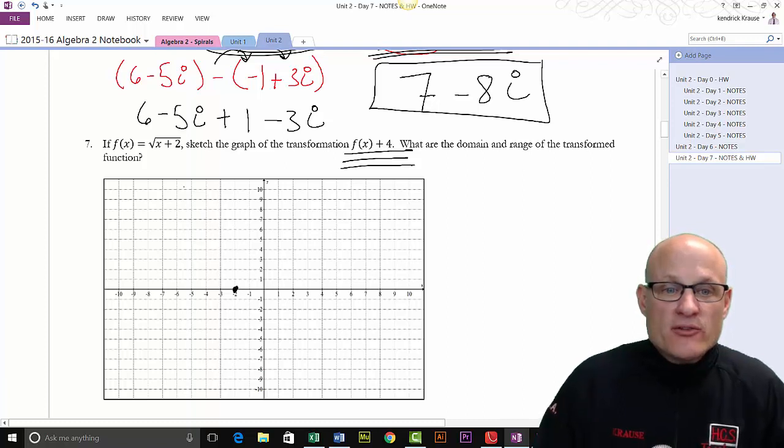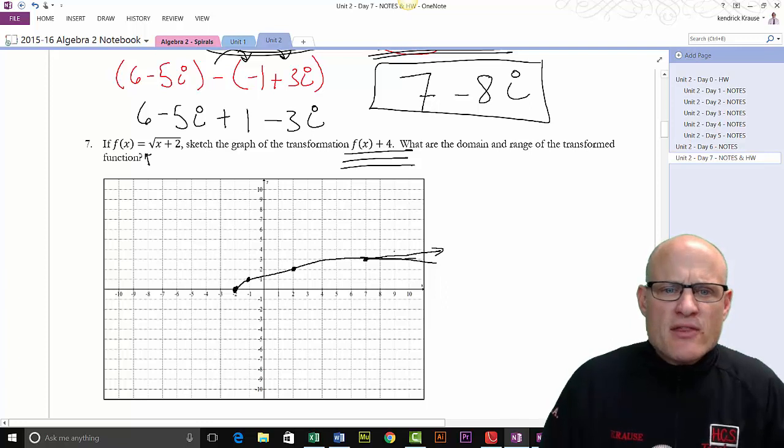Now, because this is a 1 and it's positive, we're going up 1 and over 1. And then over 4 and up 2. And then over 9 and up 3. So this is the original square root function. Oops, and it should be going up like that.